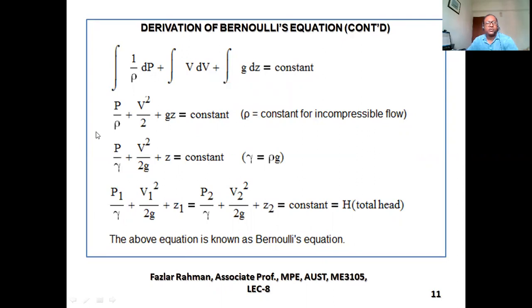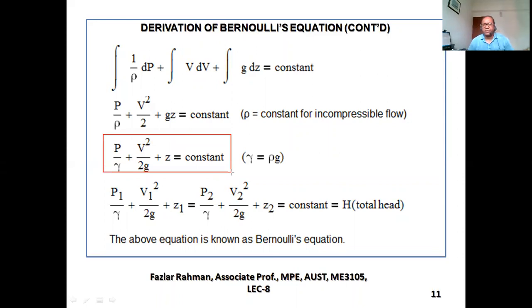So after integration, for this term, you are getting p by rho. This term, v square by 2. And for this term, g into z. Now, if we divide both sides again by g, then what are we getting over here? P by rho g, which equals gamma. So we put gamma, v square by 2g plus z equal to constant. So this equation is known as Bernoulli's equation.